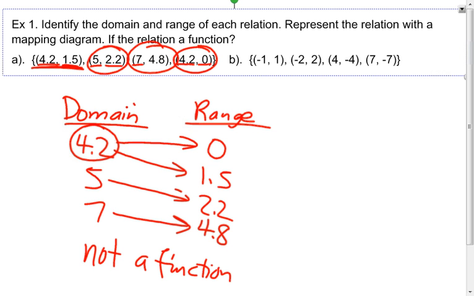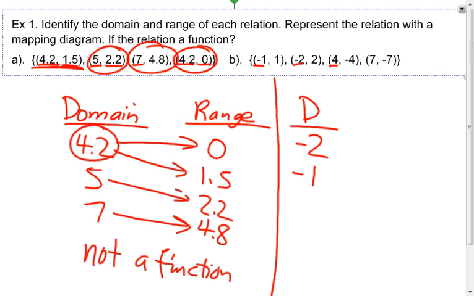Okay? We'll do the same thing with B. Put my domains. Okay, my lowest number, -2, then -1, then 4, then 7. Those are all my x's. My range are all my y's. I've got a -7, a -4, a 1 from there, and then a 2. Okay, I listed my domains and my range.